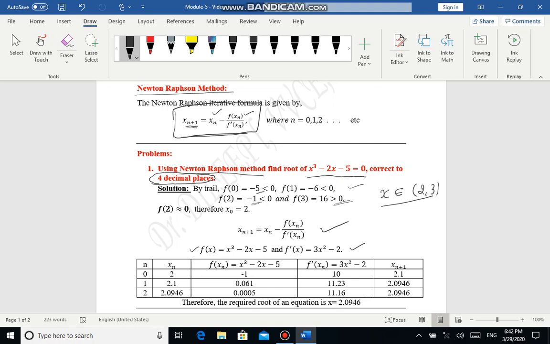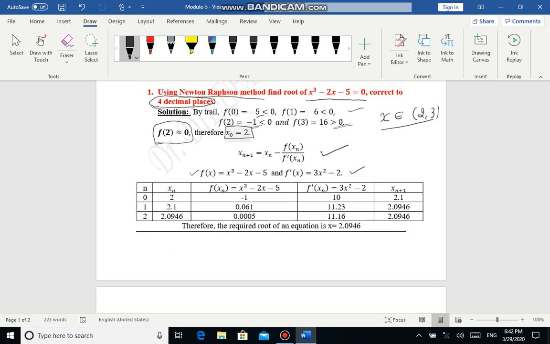This is nearer to 0 compared to f of 3, that is 16. So everyone knows that minus 1 is nearer to 0 compared to plus 16. Therefore, f of 2 is nearer to 0. So I got this nearest value when I replace x is equal to 2. Therefore, the initial approximation of x is 2.